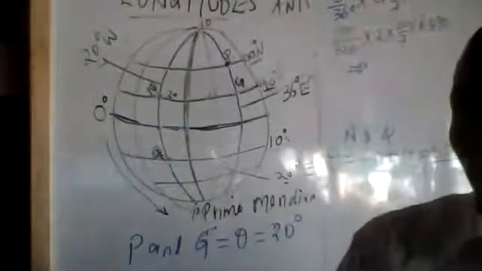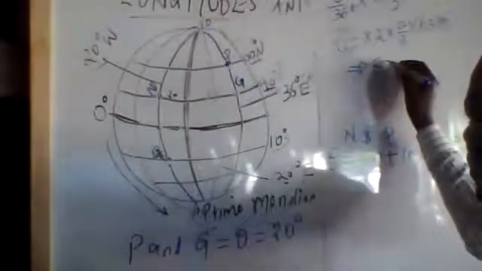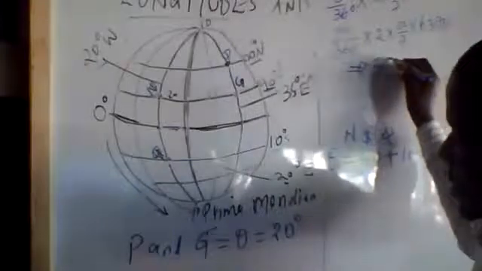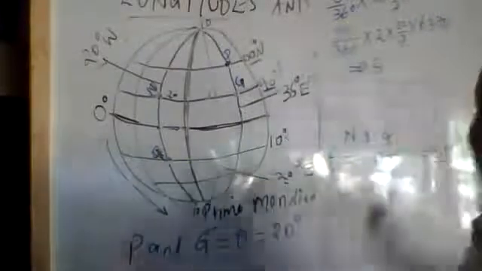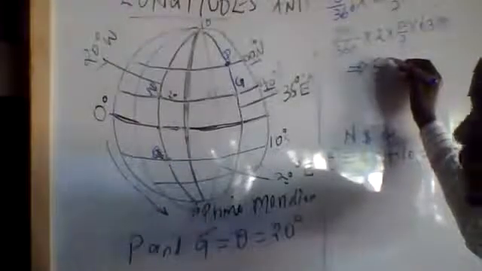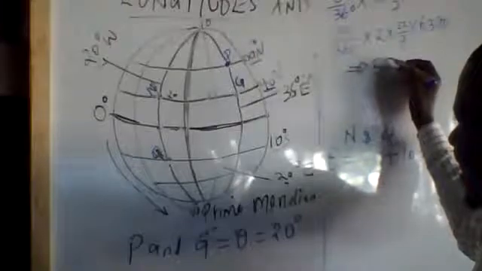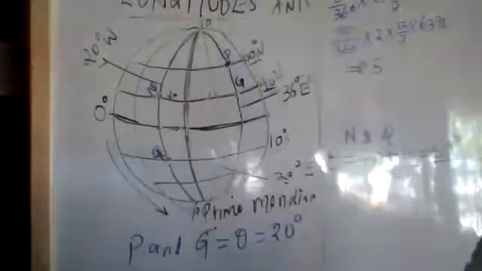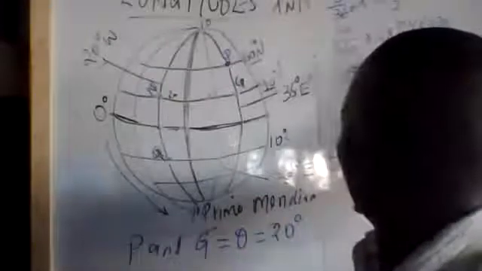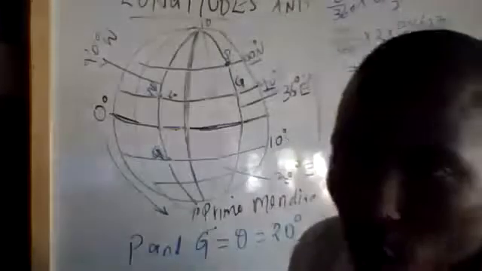5561.1. Can you talk? Come closer to the mic so I can hear you. 5561.1. It is 5561.1 kilometers.